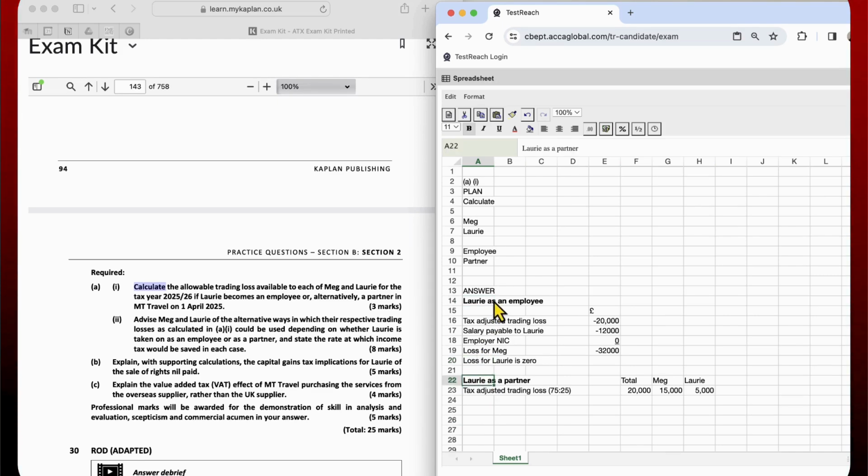So under each of the headings, employee and partner, I've dealt with Meg, I've dealt with Laurie. So do you see how I've broken the question down? Do you see how that links back to my initial plan? And that plan came from my reading of the requirement. I just pulled out the key things that I have to do. I noticed where they say or, I noticed where they say and. And the more you do this, the easier it gets, I promise you.